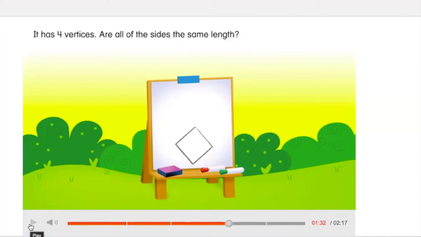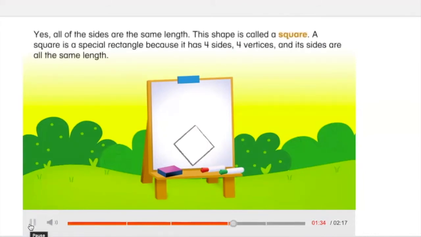Let's watch. Yes, all of the sides are the same length. This shape is called a square. A square is a special rectangle because it has four sides, four vertices, and its sides are all the same length.